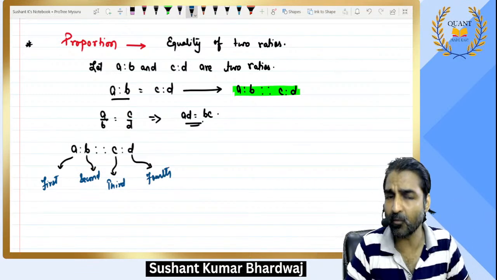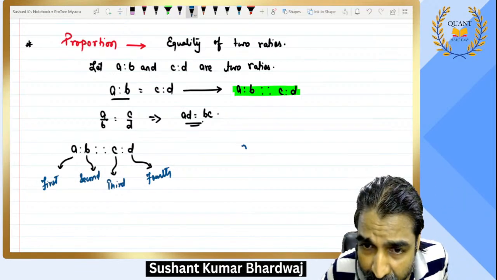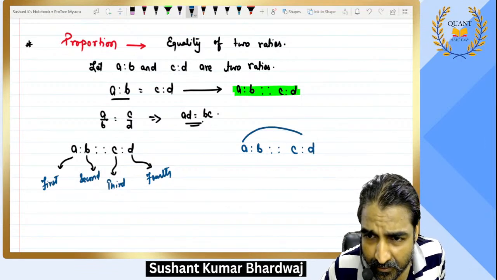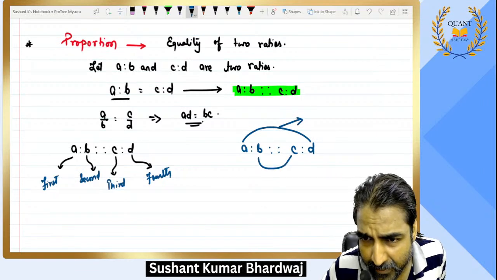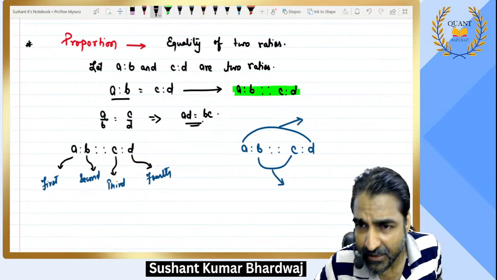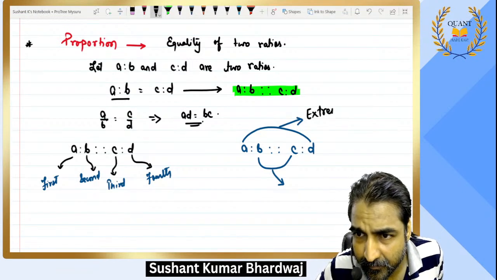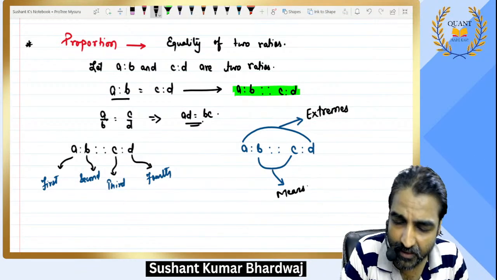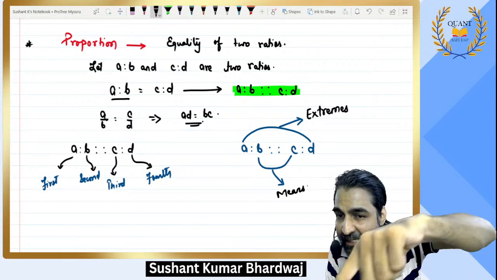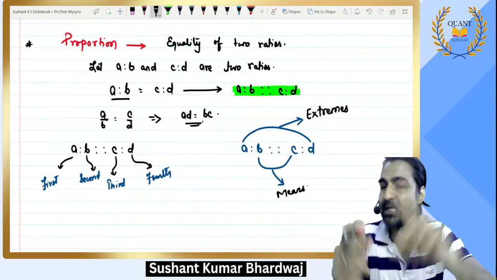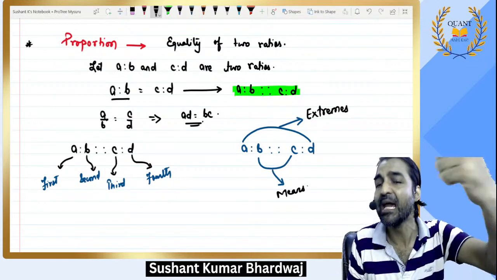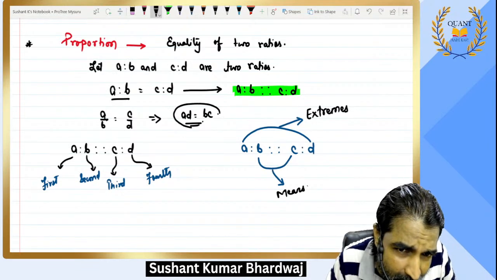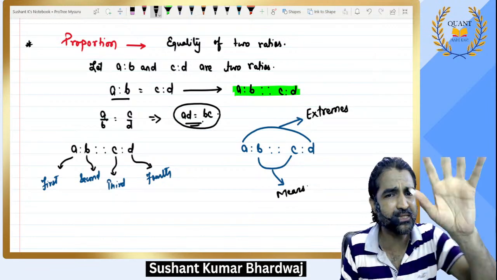And remember one thing. If we have been given A is to B proportional to C is to D, then jointly A and D, and B and C: A and D are said to be extremes and B and C are said to be means. Is that clear? After performing cross multiplication, we have seen that AD is equal to BC.